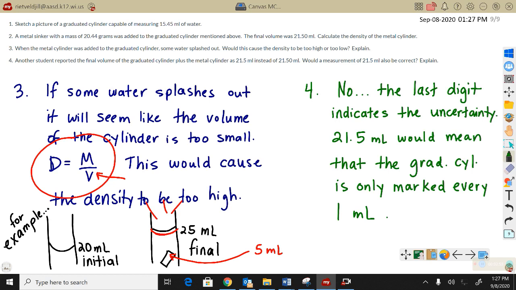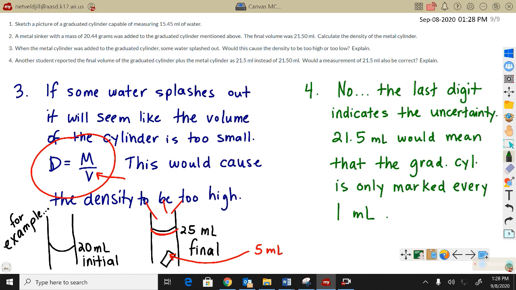Then the last two, number 3. So this metal cylinder, sinker, was added to a graduated cylinder with water, and sometimes people get a little excited and they splash the metal piece in the water, and some of the water kind of splatters out. And so we want to know, how would this error cause the density to be different? Would it be too high, too low? And so here's kind of my explanation of it. If some of the water splashes out, it's going to seem as though the volume of the cylinder is too small. For example, this is just totally a random example.